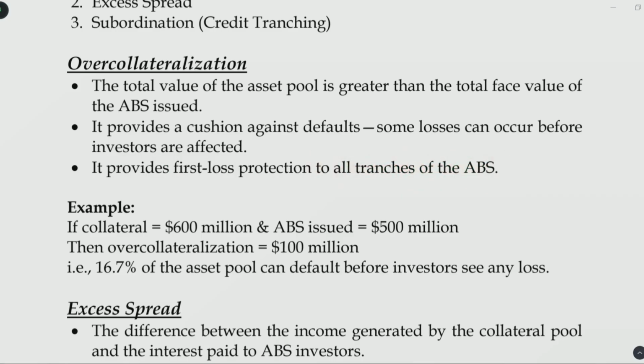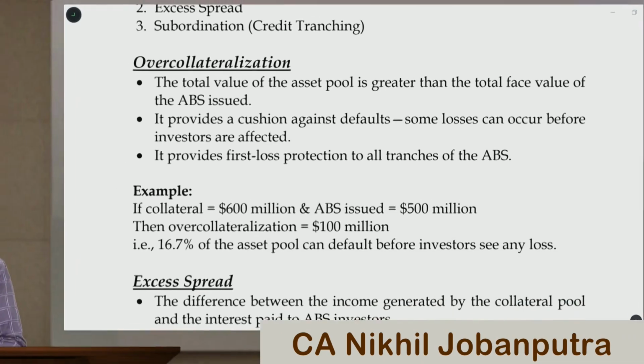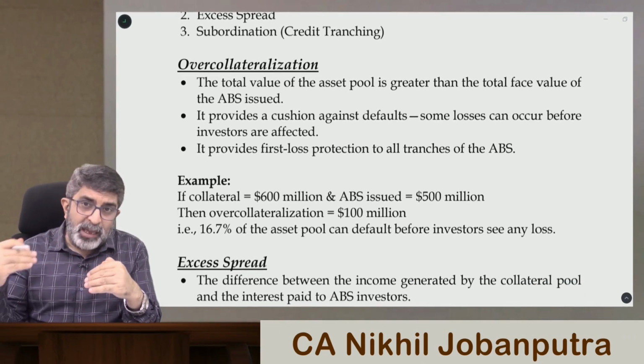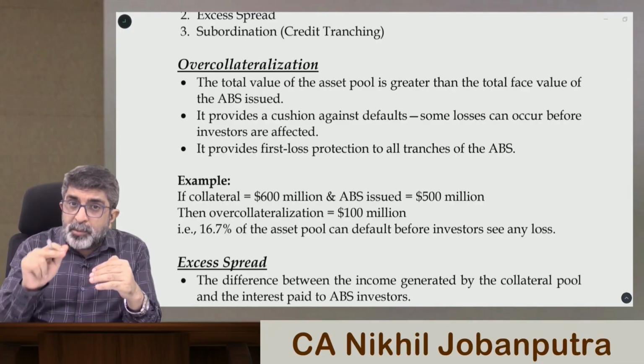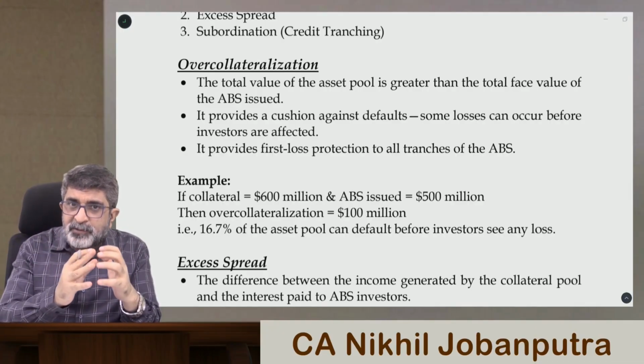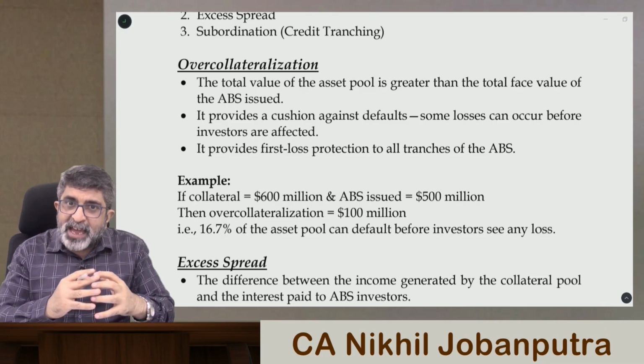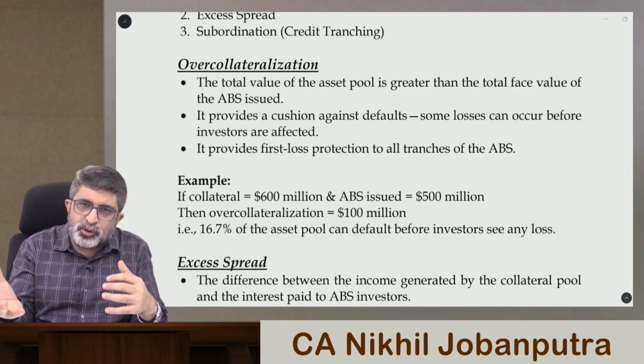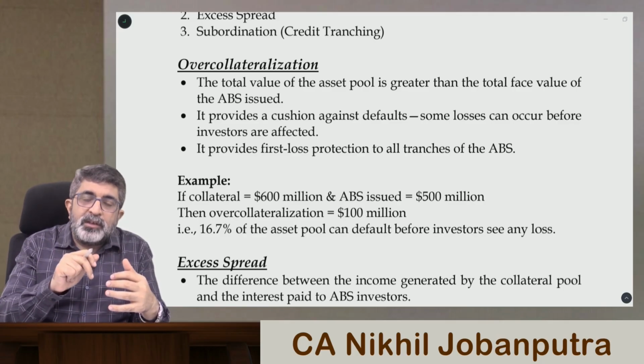So one good feature about over collateralization: even if you have made tranches of your ABS, the moment there will be some default, because the value of the asset pool is much larger than the face value of the securities issued, what will happen?